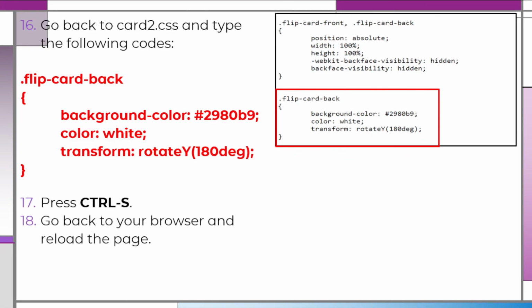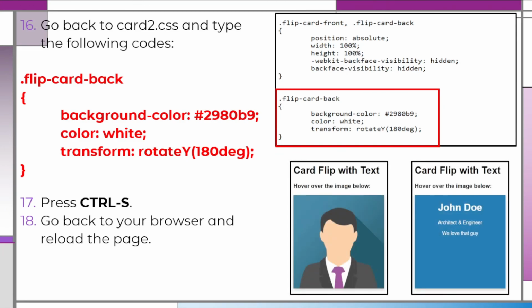Save your work, go back to your browser, and reload the page. So there you have it. That's your flip card. Did you try it? So when I move my mouse and hover this, okay, the flip card back will be changed to blue color, the text color will be white, and then it will rotate to expose this design. That is what the flip card is all about.